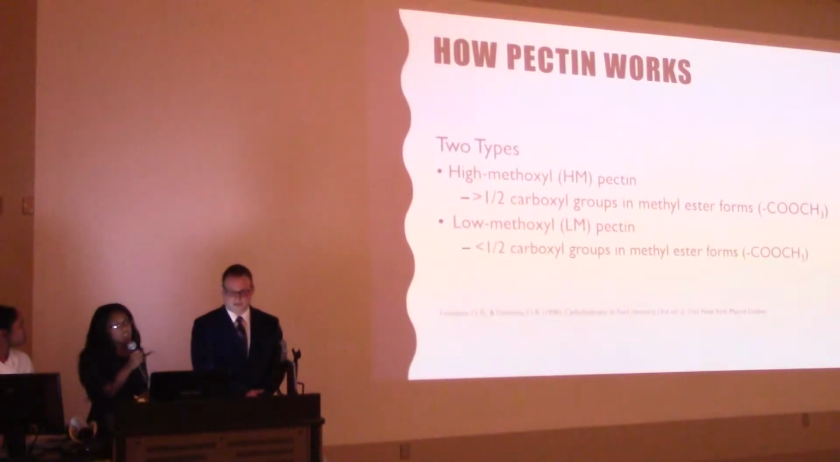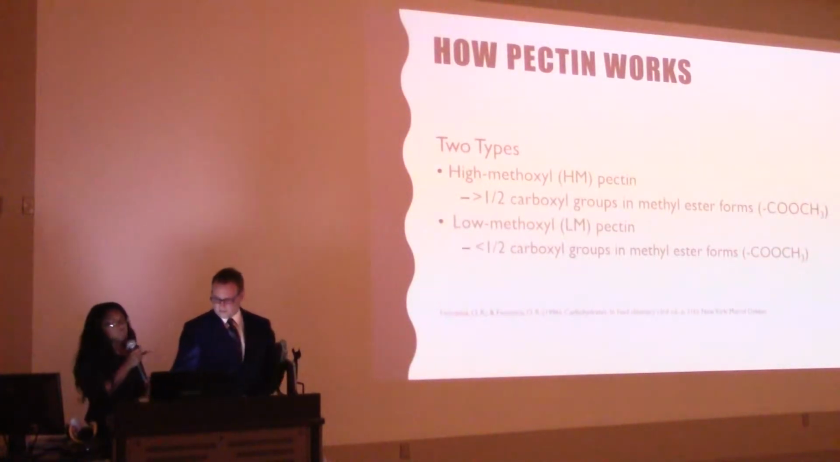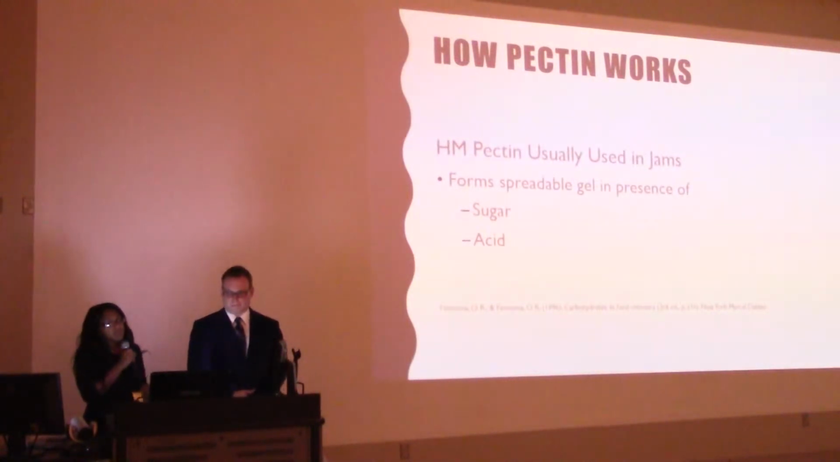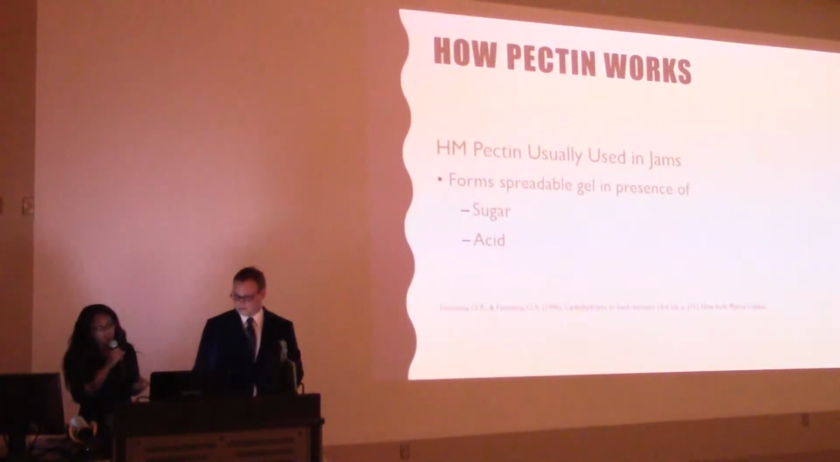Here's how pectin works. There are 2 types of pectin. We have high methoxyl pectin, which has greater than half of the carboxyl groups in the methyl ester form, and we have low methoxyl pectin, which is less than half of the carboxyl groups in the methyl ester form. We use high methoxyl pectin in jams, and it forms a spreadable gel in the presence of sugar and acid. I'll explain how that works.